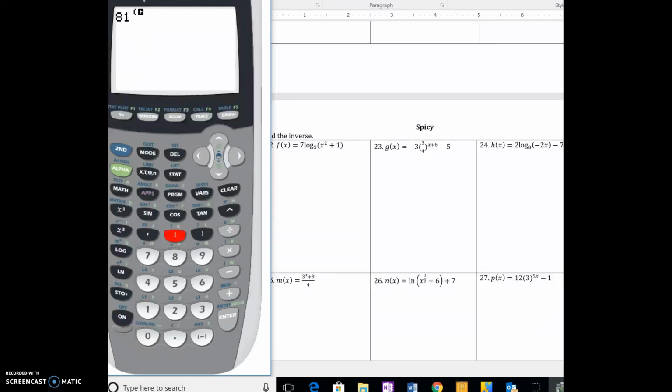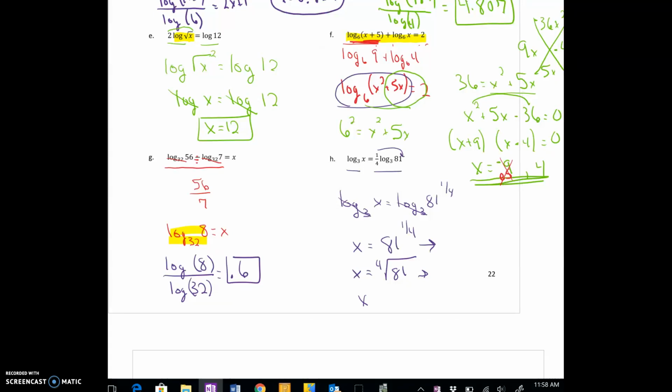I technically, on this operating system, don't need to do that. Or I could do 81 as an exponent and turn it into a decimal. Or if I know that it's a 4th root, I could press 4, press math, scroll up to the 5th option, put in 81, and I'll get 3. So either way, any way that you do the problem, you are going to get 3. So when I'm done, my answer is 3.